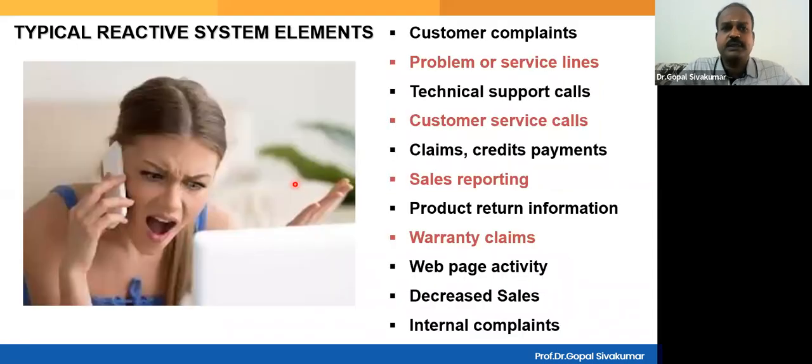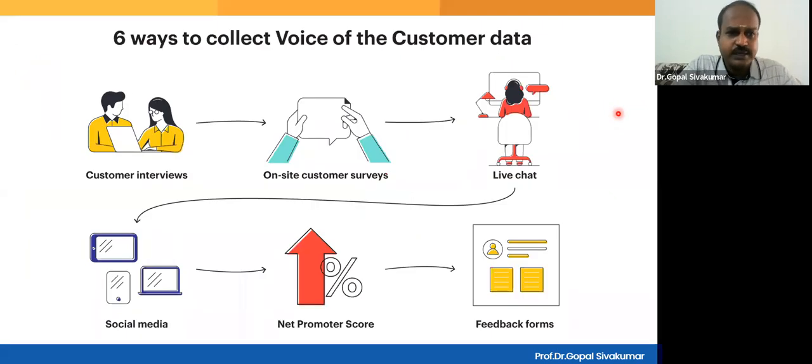On the other hand, we also have reactive system elements like customer complaints, problem or service lines, technical support calls, and customer service calls. The customer is making a claim because your product has failed, and then there are sales reports, product return information, warranty claims, and web page activity. Customers are writing badly about your services and products on web pages and social media, sales are suddenly going down and internal complaints are shooting up, and then you understand there is a problem. These are all reactive system elements, right? Whether you collect proactively or reactively, all of them are problems, and all of them are opportunities for improvement. Such improvement opportunities are considered projects.